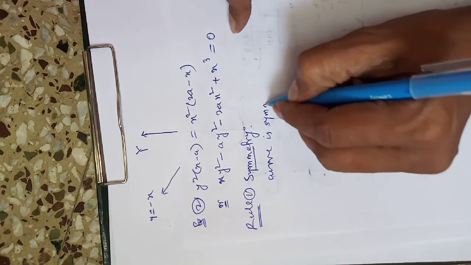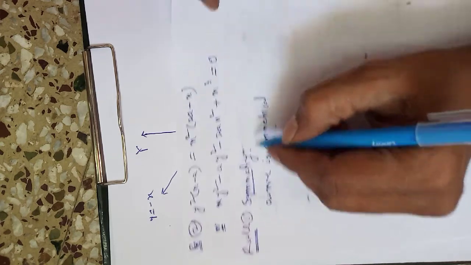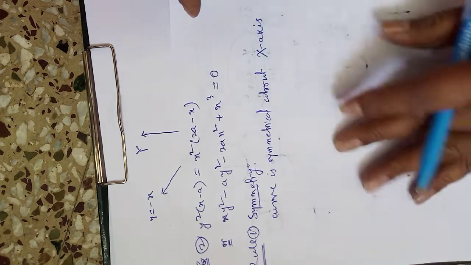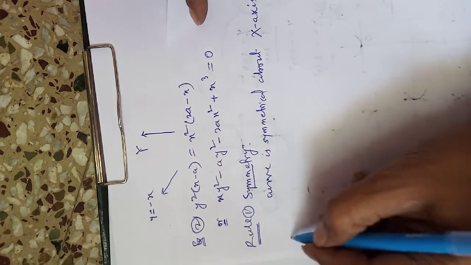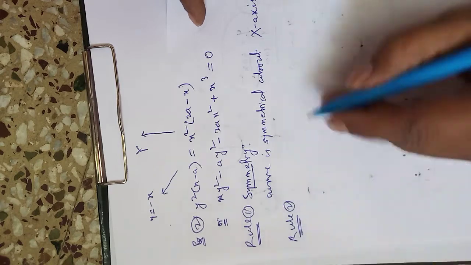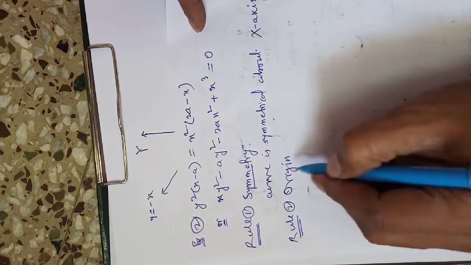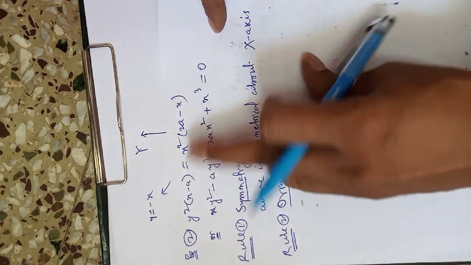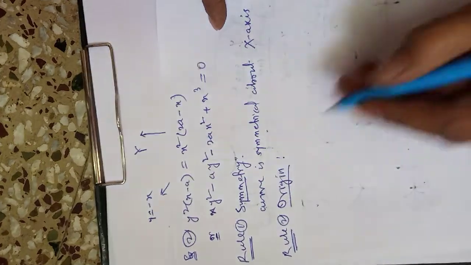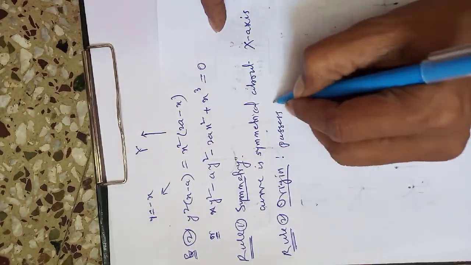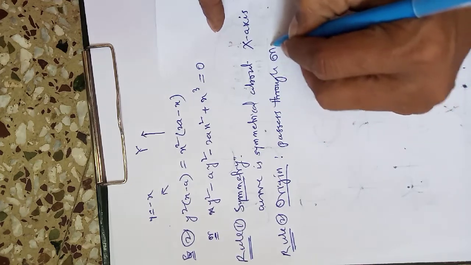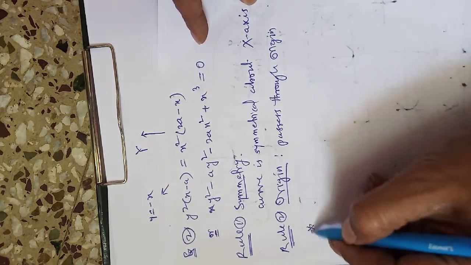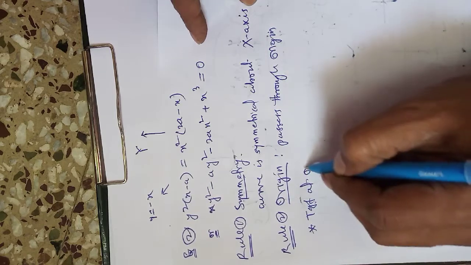Curve is symmetrical about x-axis, right? Rule 2, origin. So equation is satisfied by 0 0. Therefore curve passes through origin. So we need to find tangent at origin.